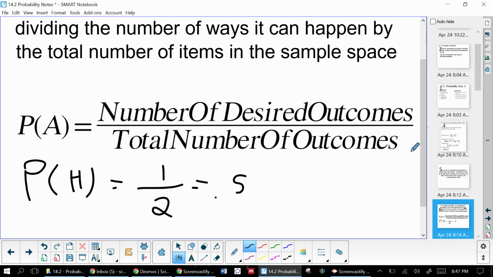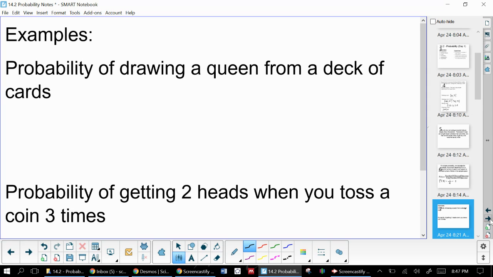Now, obviously, they're not going to stay that simple. So let's take a look at some examples here. How about something like this? The probability of drawing a queen from a deck of cards. So think about the things that we need to know from that, and then I want you to think about what the probability would be.